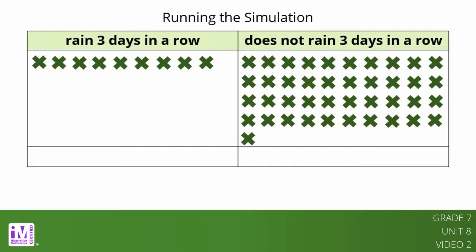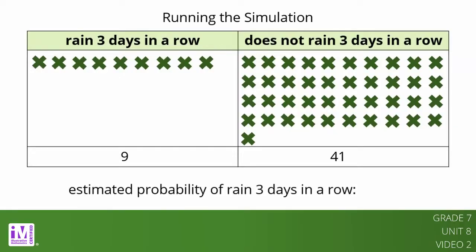We find that there are 9 simulations in which we got 3 papers that say rain and 41 simulations in which we got at least 1 blank paper. This means that the estimated probability of rain 3 days in a row from these simulations is 9/50ths, because 9 of the 50 simulations resulted in rain 3 days in a row.